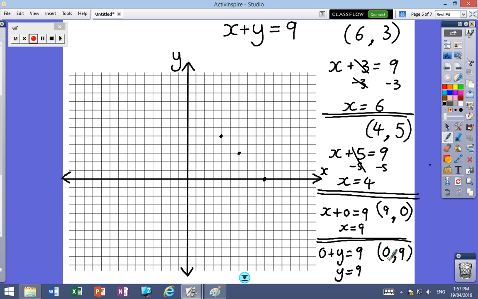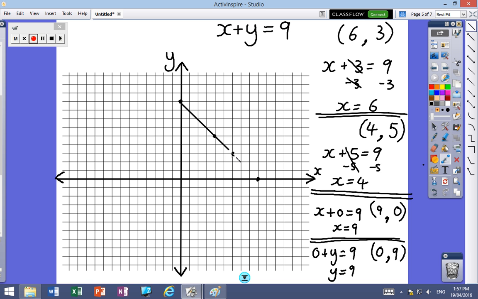So don't go left and right, just go up by 9. 1, 2, 3, 4, 5, 6, 7, 8, 9. And we can see that line, no matter what point we chose, no matter what x value or what y value we chose, when we got that letter by itself at the end, when we got our point finalized, it's going to be a point on this linear relationship, this line type relationship.